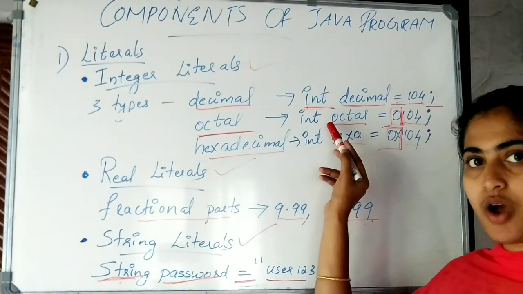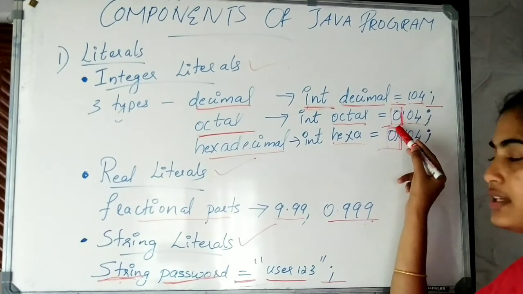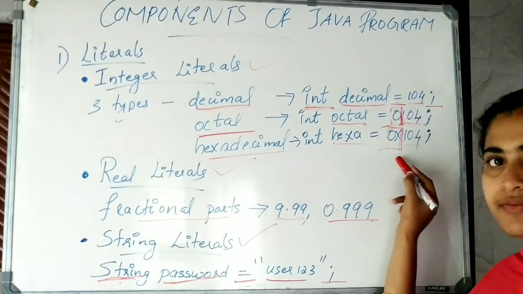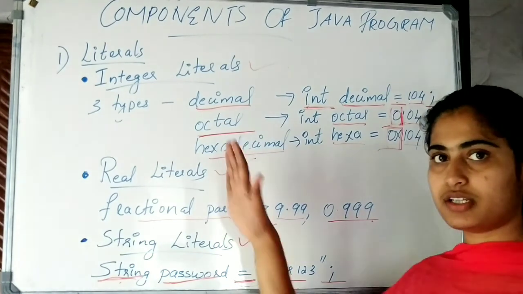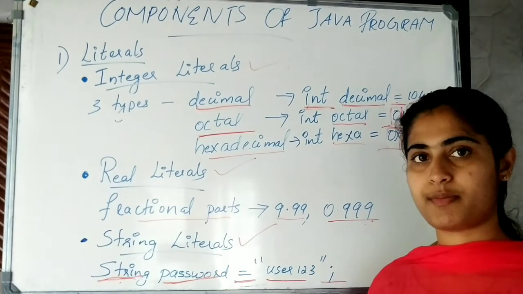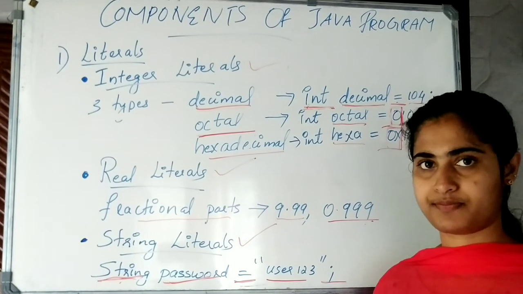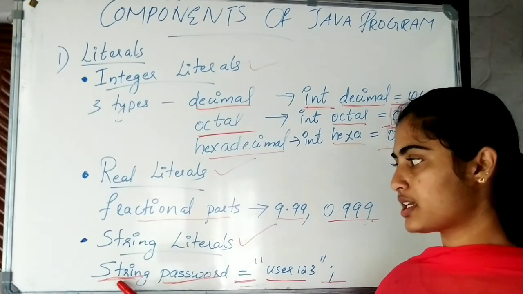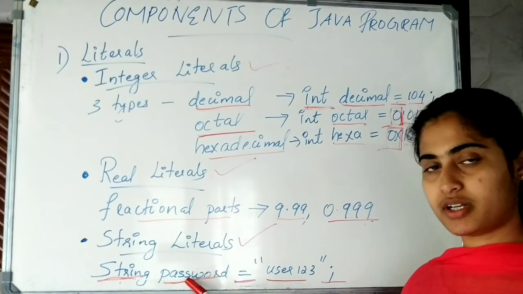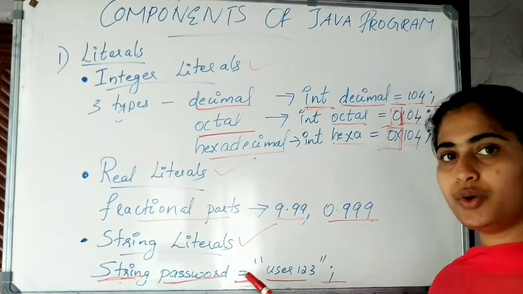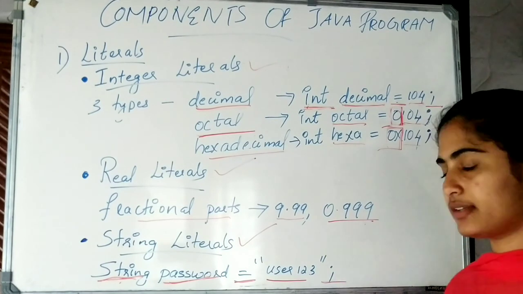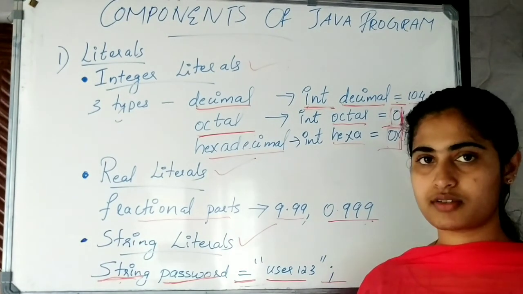Okay, and for representing octal numbers, before that number we write the prefix 0. And for representing hexadecimal numbers, before that number we write the prefix 0x. This is about integer literals. Real literals are used for representing fractional numbers. And string literals are used for representing words, series of words, characters, etc. For representing string literals, first we write the keyword String, and the letter S should always be capital. Then you enter the name of that string, then write equal to, then inside double quotation marks, you write the particular word, and end the statement with a semicolon. Okay. This is all about literals.